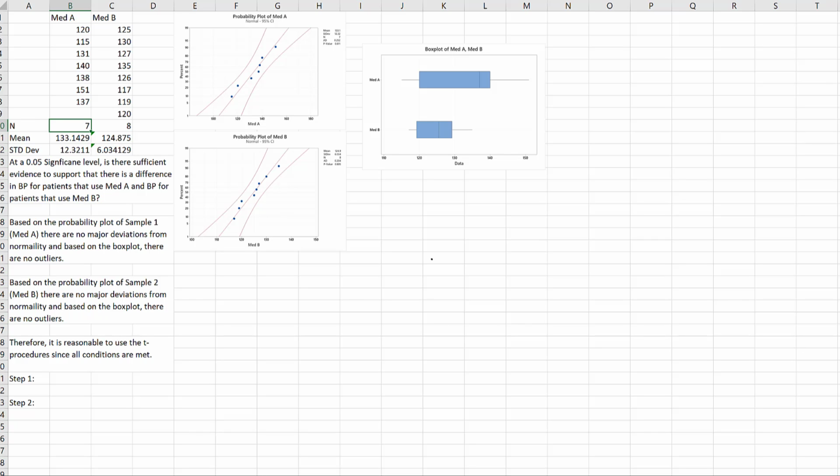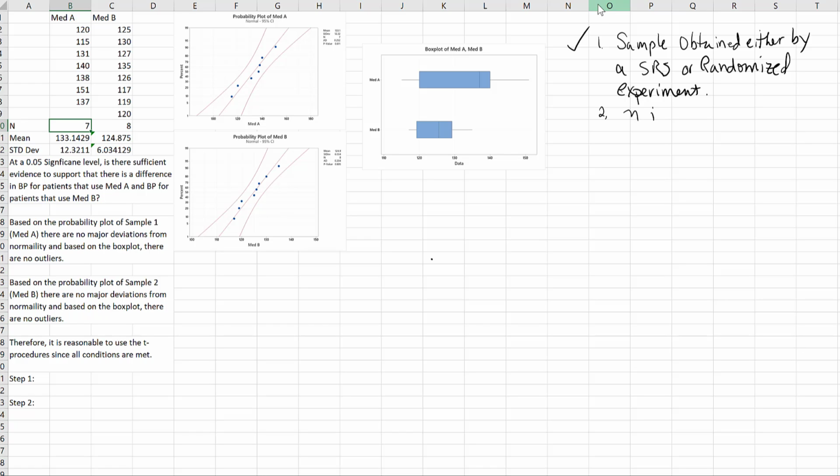In this case, this is a randomized experiment. We took patients, you're not seeing that in how it's written, but patients that had high blood pressure were randomly assigned to medicine A and medicine B. So the first condition is met, as it always is in our class. Samples are obtained either by a simple random sample, that's SRS, or randomized experiment. The second is that my sample size is small compared to the population, and we said we always assume this to be true in our class.